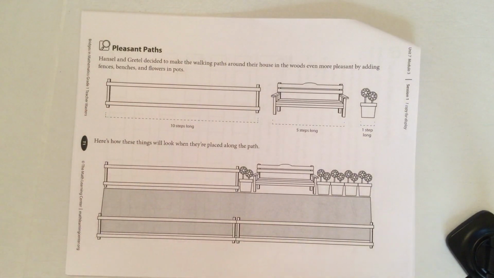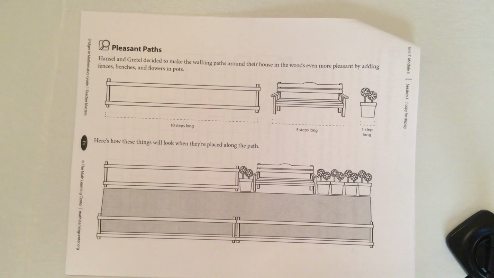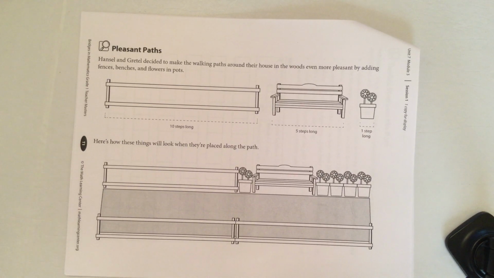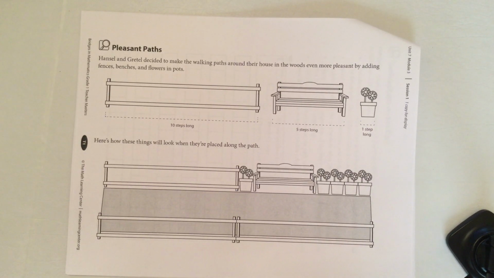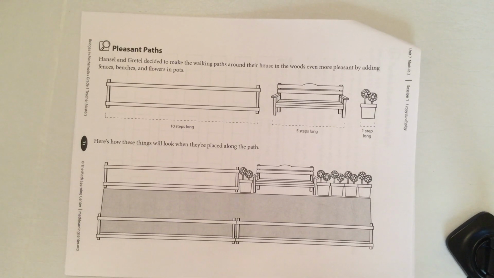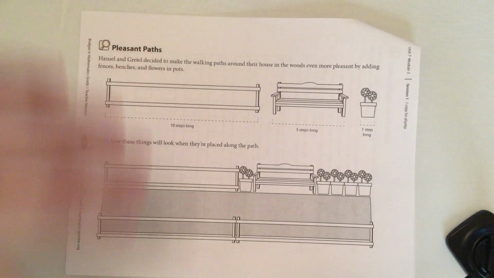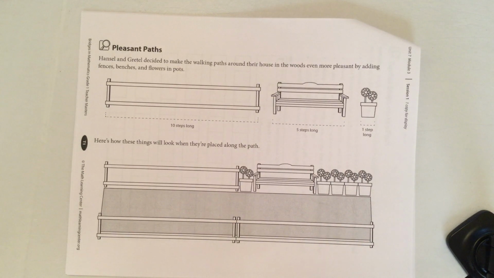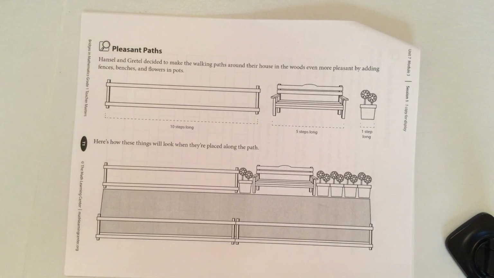So we've been working with Hansel and Gretel the last couple of days, and they've been marking the walking paths near their little house in the woods. But now the trails are so well marked with pebbles and breadcrumbs and pine cones that other people in the village nearby are starting to use them too. So they want to clean up the trails a bit, and they decided that it would be nice to put in some fences and some benches and plant some pretty flowers. So they decided that each fence section should be 10 steps long. Each bench should be 5 steps long, and each flower pot should be only 1 step long.